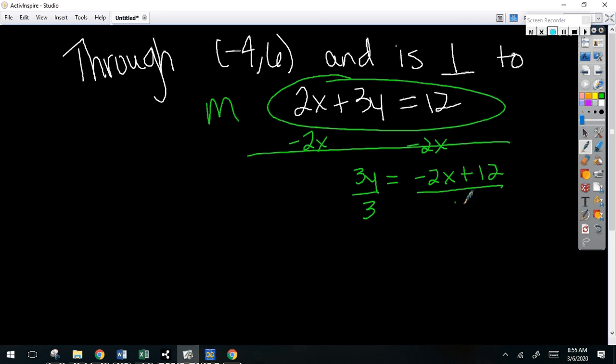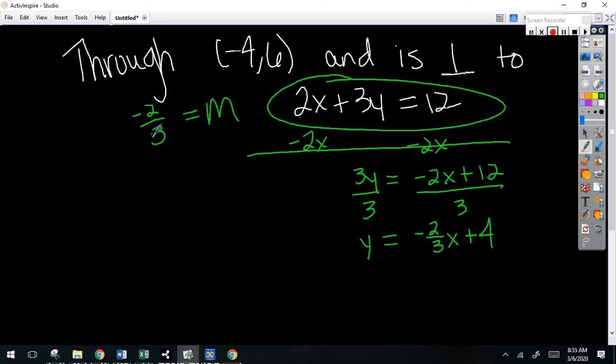So I did all this. Remember, I wanted the slope. Negative 2 over 3x plus 12 divided by 3 is 4. What is the slope of that line? Negative 2 over 3.